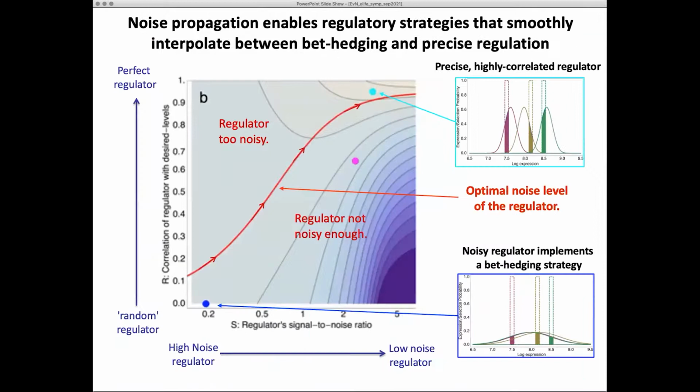But the crucial insight is that there is a continuum of solutions that interpolates between these regulatory strategies. You can have regulatory strategies anywhere in this plane that combine condition dependence with noise propagation. And this line here shows you the optimal combinations of noise propagation and condition dependence, so that you can start your gene regulation by coupling to a regulator that only increases your noise. Yes. Time's up.